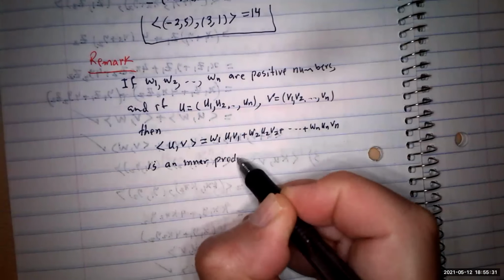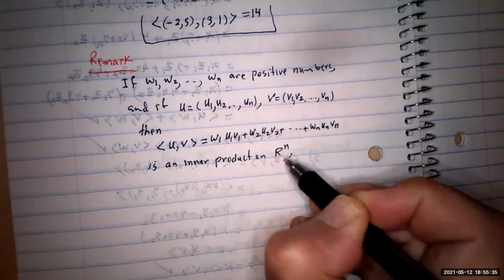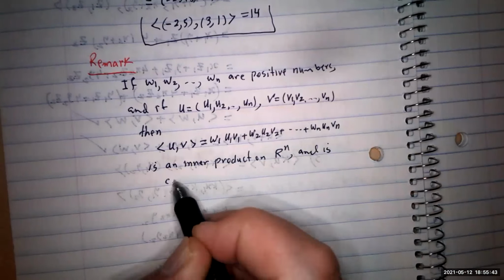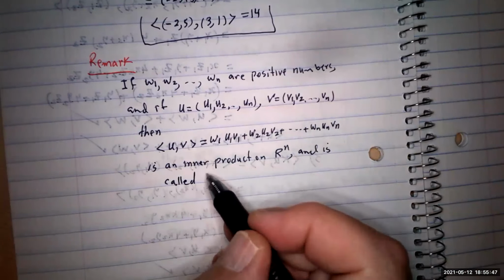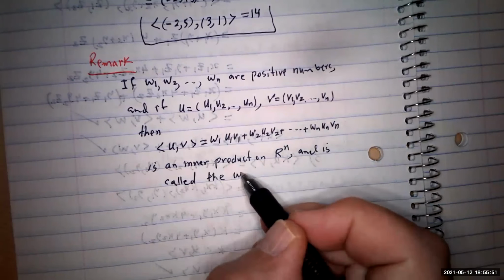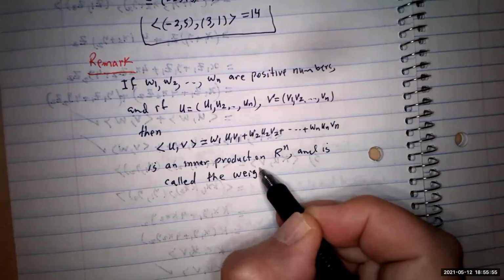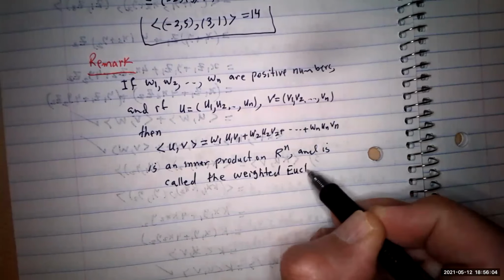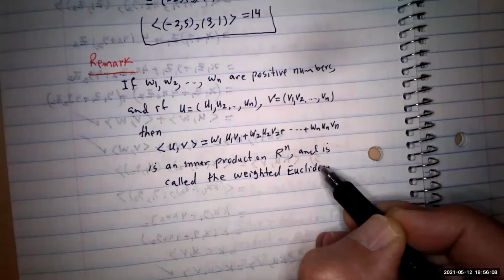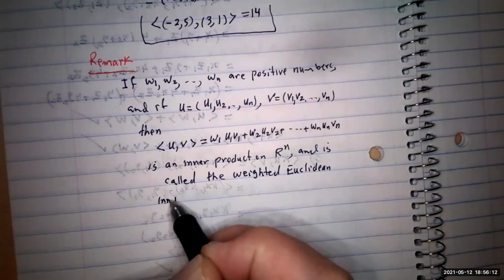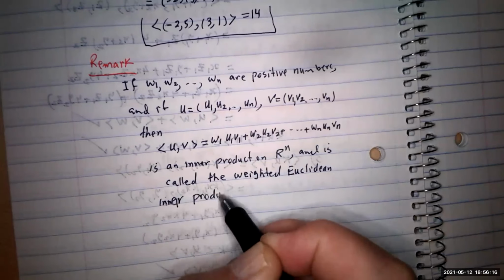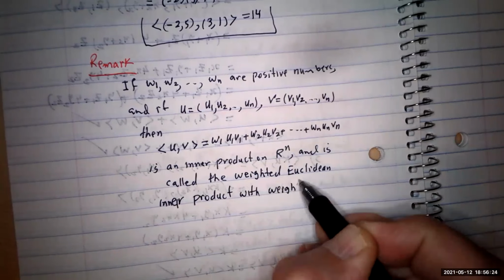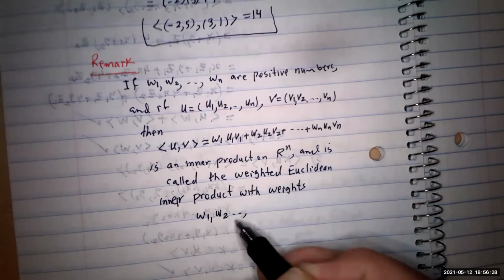Okay, it's going to be an inner product on Rn, and it is called the weighted Euclidean inner product, or just the inner product with weights W1, W2 up to Wn.